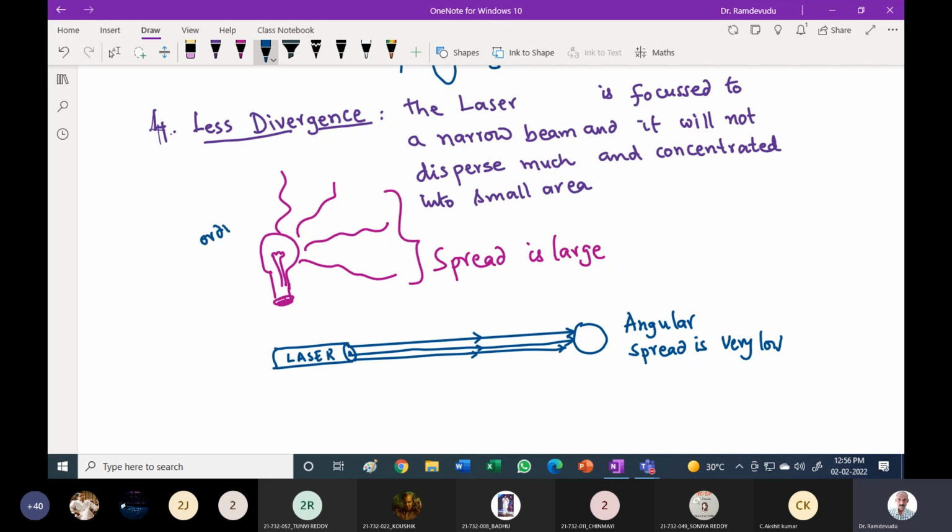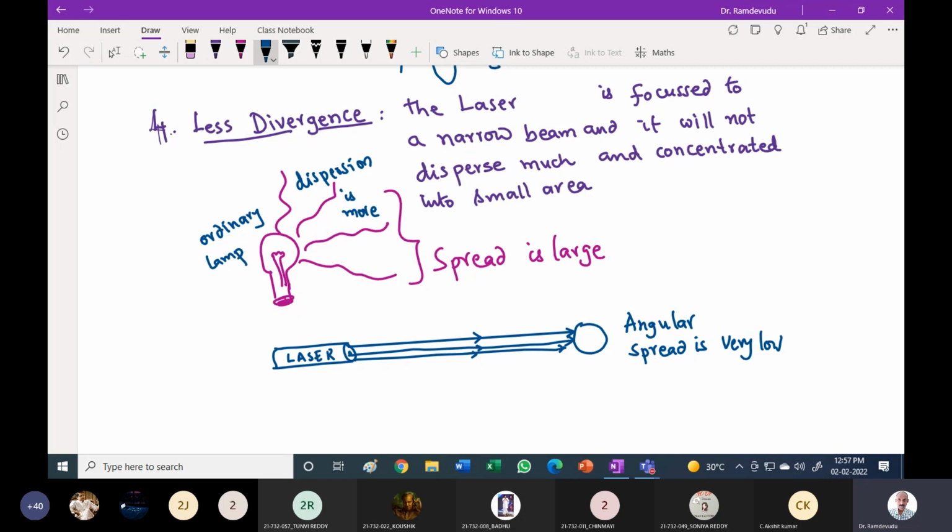It will not disperse, just like an ordinary lamp. If you take an ordinary lamp, the light disperses. So dispersion is large, that's why spread is more. But here, angular spread is very less, as they go straight away from the point of source of the laser to long distances. Because it is not spreading, you can use it for length measurements and also to concentrate energy at a particular place. That is the advantage of these lasers.